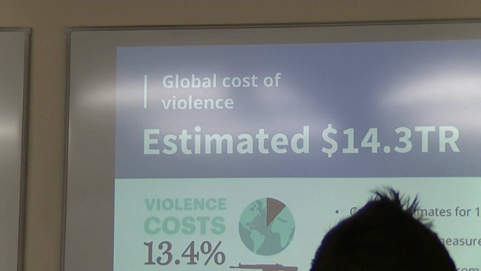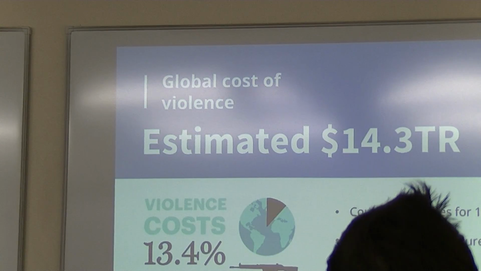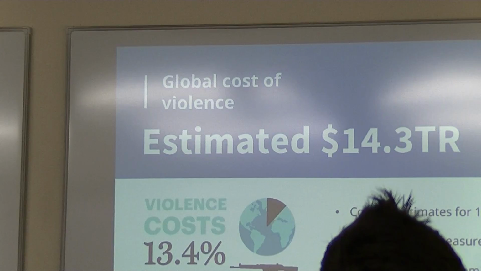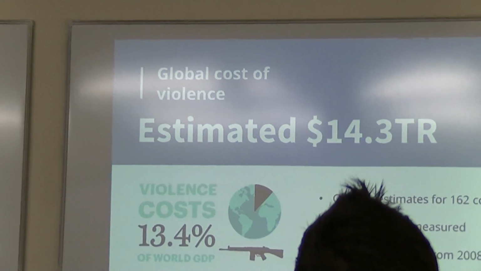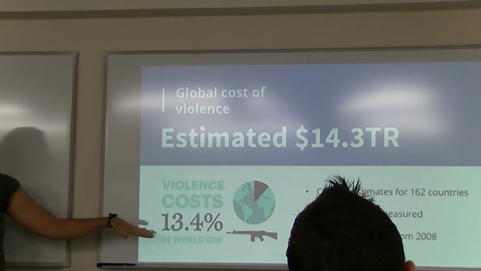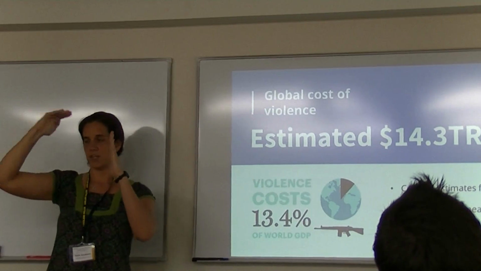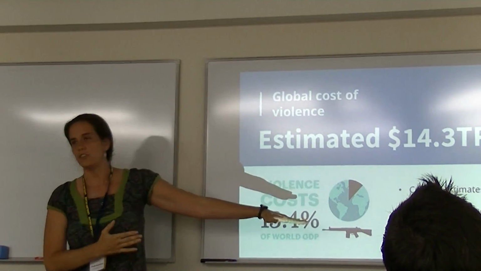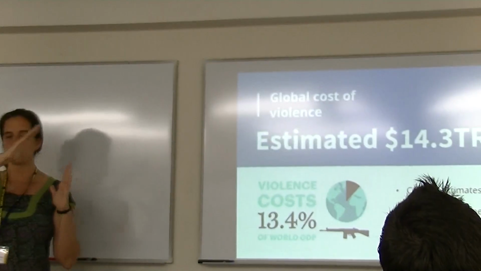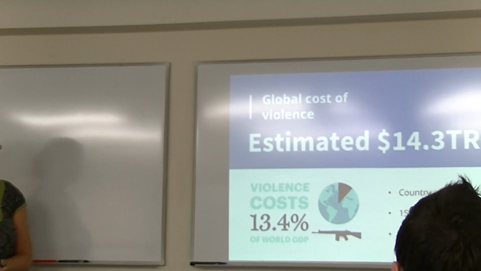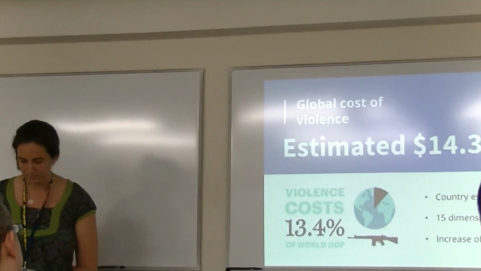Country estimates, 162 countries, 15 dimensions measured. This is an increase of 15.3% from 2008. This ranking, this index of the measurement of peace, was started in 2008, so a lot of the data can show some different trends and what's changed, which is really interesting.